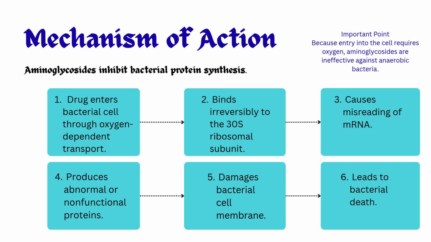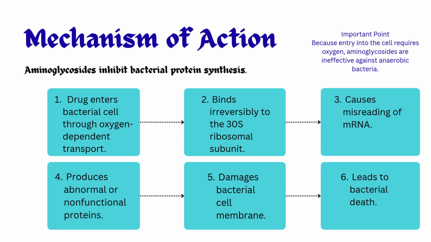Step 2. Binding to the 30S ribosomal subunit. Once inside the cell, the drug binds irreversibly to the 30S subunit of the bacterial ribosome. This binding interferes with normal protein synthesis. Step 3. Misreading of mRNA. The binding causes the ribosome to misread the genetic code carried by messenger RNA, or mRNA. As a result, incorrect amino acids are incorporated into the growing protein chain.